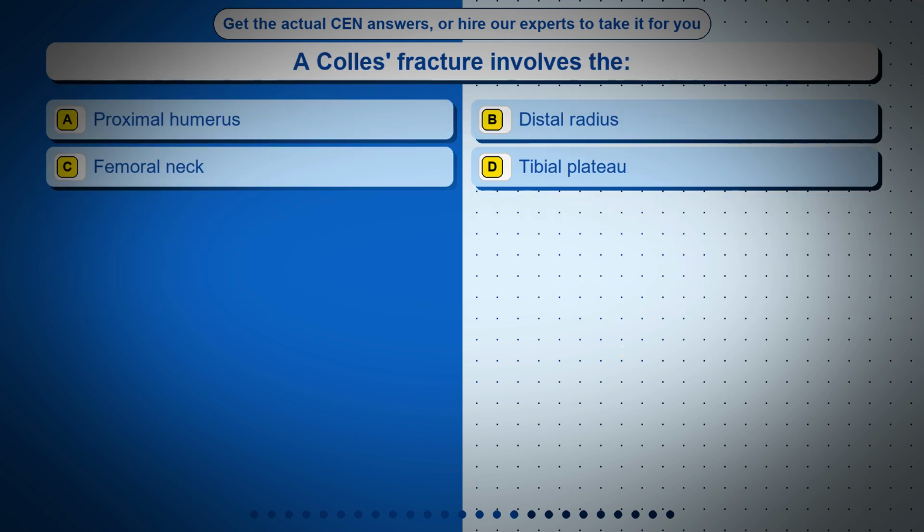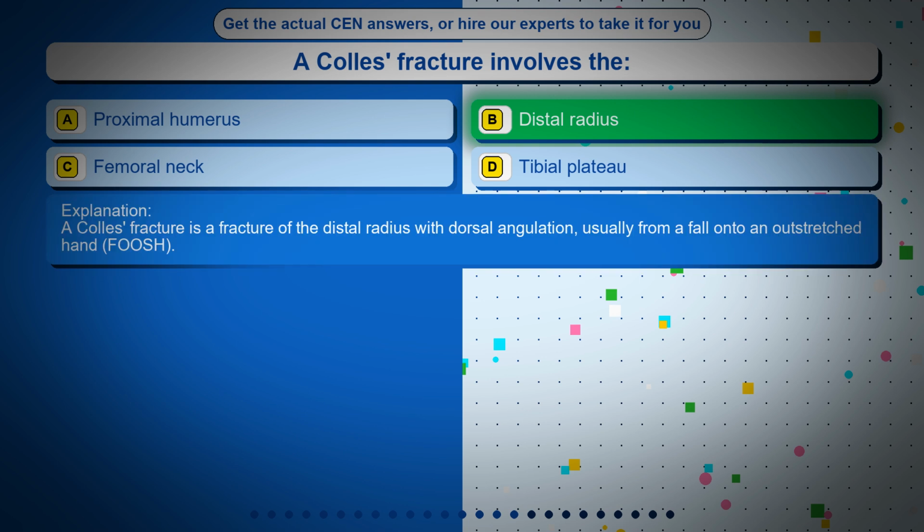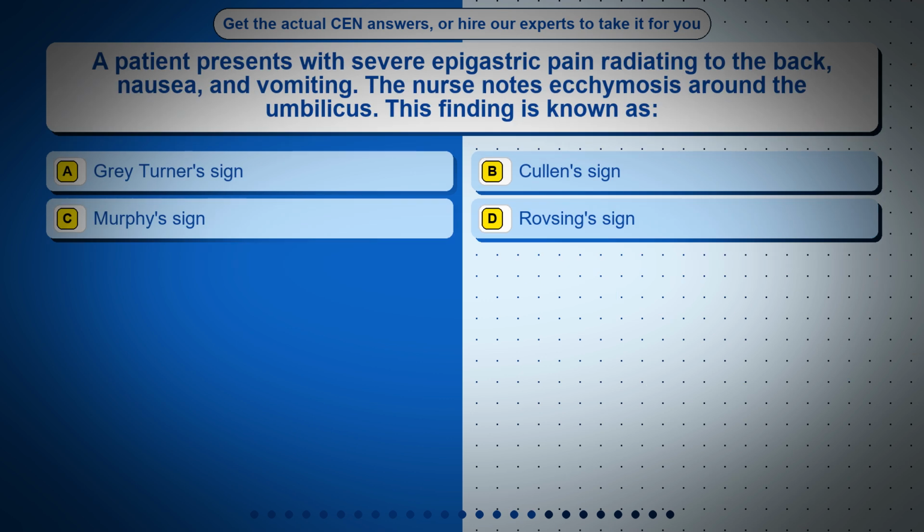Question 16. A Colles' fracture involves the: Option A, proximal humerus. Option B, distal radius. Option C, femoral neck. Option D, tibial plateau. The correct answer is option B, distal radius. A Colles' fracture is a fracture of the distal radius with dorsal angulation, usually from a fall onto an outstretched hand, FOOSH.